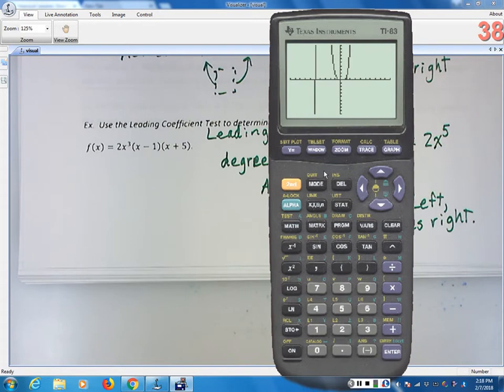So we need to go up more. We have to go up to 1,000. That's a lot. And every 100. See, now we're not going to see the zeros clearly. Yeah, but at least now you can see that it's falling left, rising right. We don't see exactly where it's crossing and what it's doing in there because now we made the scale so big.